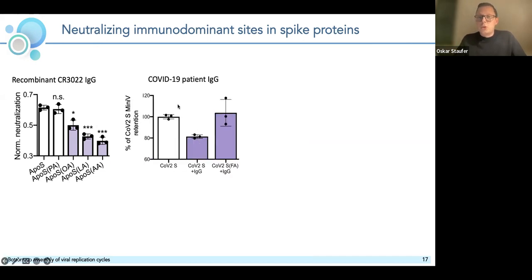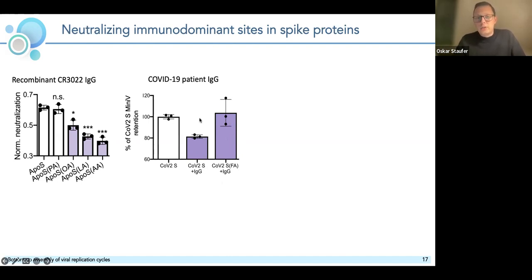Similar effects we could also see when testing antibodies derived from COVID-19 patients, so from their serum. We could see that the infectivity of our minimal virions was reduced once we incubated these patient-derived immunoglobulins with them. But once we added the fatty acids, we'd actually see an increase back to almost initial levels.